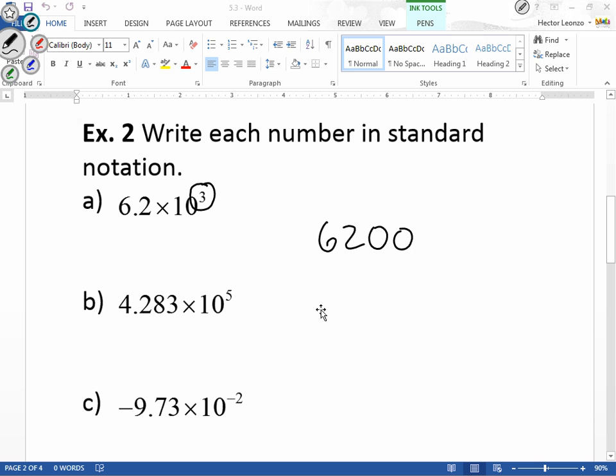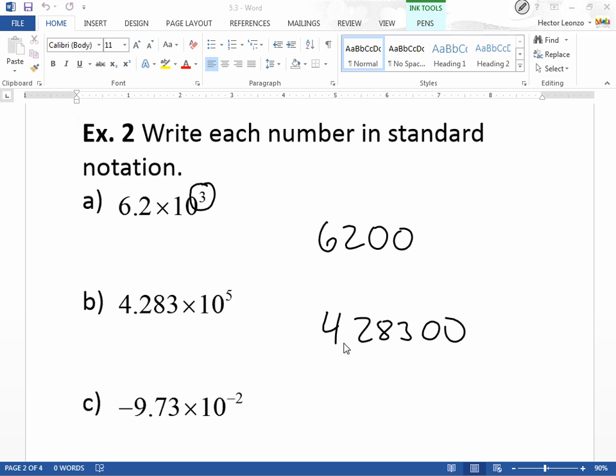Looking at my example B, it starts between 4 and 2. I'm going to move my decimal 5 places to the right. So I'm going to finish with this number. It was between the 4 and the 2, and if you notice, I went 1, 2, 3, 4, 5. 5 places to the right. Add zeros if you need to. Here we usually separate them by groups of 3 with a little comma, so that way we read that as 428,300.